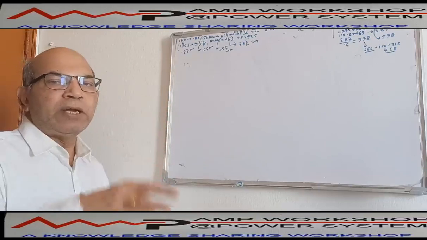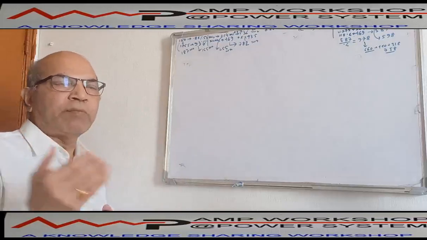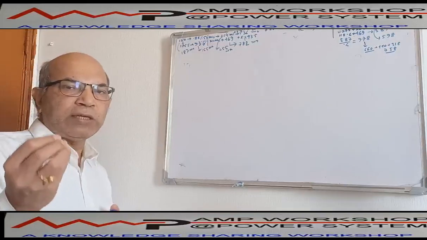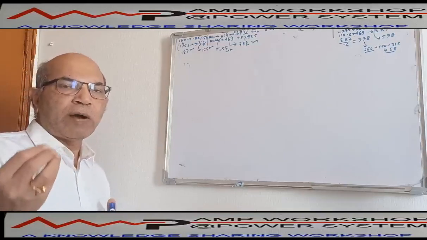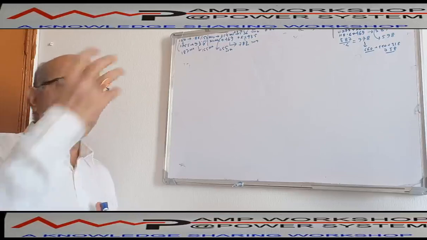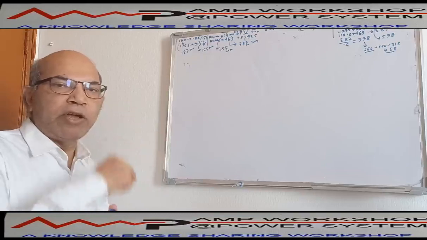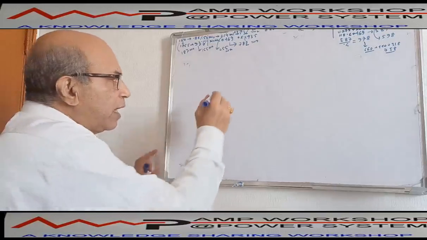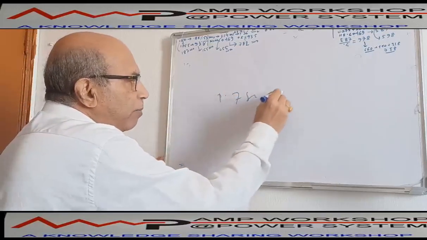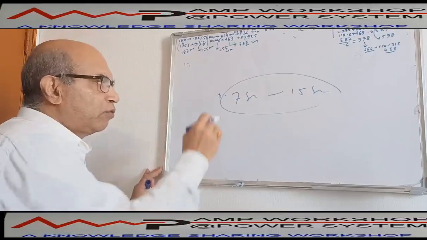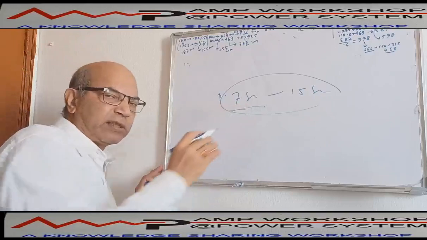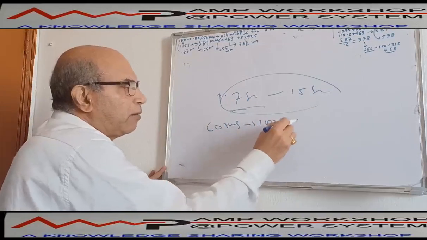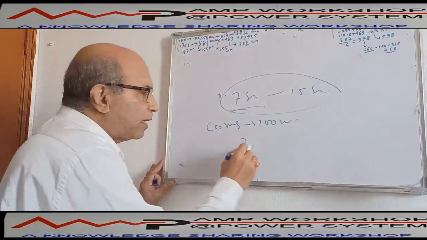The response time of the AVR is only 3 to 5 cycles, with a 20 millisecond cycle, that is 60 to 100 milliseconds. Within 60 to 100 milliseconds, the generator will bring the voltage back up to the terminal voltage. It will keep cycling this way. Motor starting time, even for dual starting, varies from 7 seconds to about 15 seconds, depending on the motor size. Within those 7 seconds, the AVR response time is only 3 cycles, meaning 60 to 100 milliseconds. And we can set the voltage window of the generator at plus minus 20%.